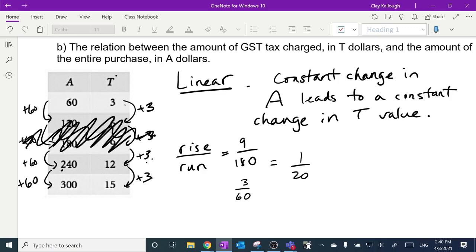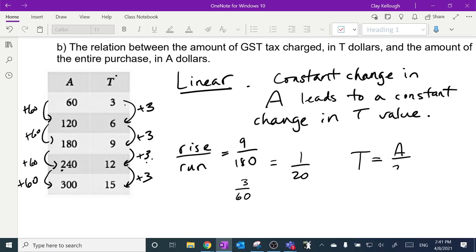So that's my equation. Okay, let me get rid of all these scribbles. I messed up my data here. There we go. So I take the A number, I divide it by 20, and I get the T number. So T is A divided by 20.